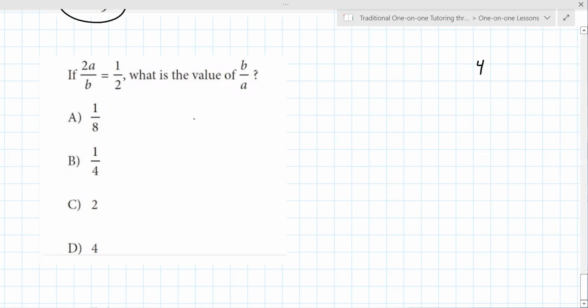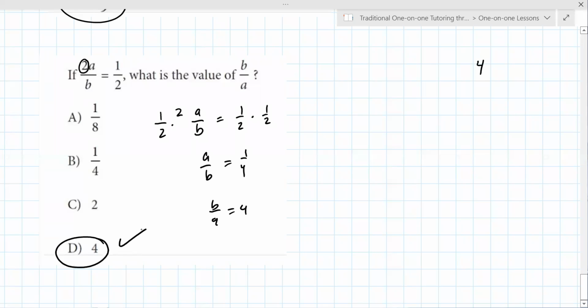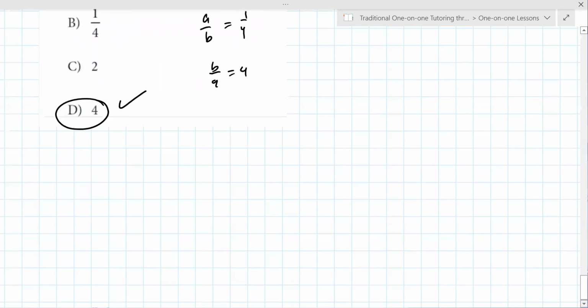So what I would do here is I would want to eliminate this 2 so I could get A over B. So the 2 is in the numerator, so you can multiply by a half. And if you multiply both sides by a half, you get A over B equals 1/4. And then you flip it. So B over A equals 4. Very good. Okay, so here's another one that you can do. Let's have you try this one on your own.